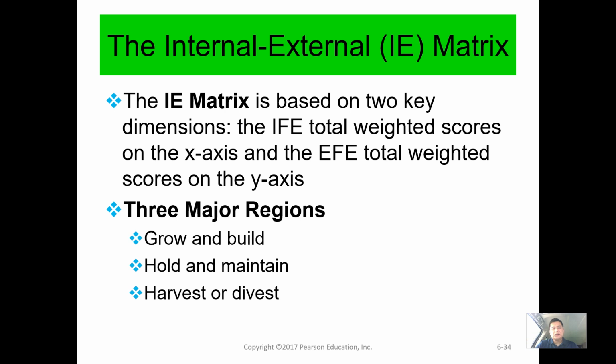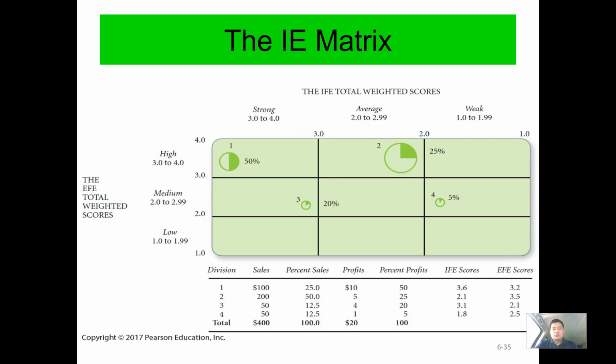The internal-external matrix is based on two key dimensions: the IFE total weighted scores on the x-axis and the EFE total weighted scores on the y-axis. The three major regions are grow and build, hold and maintain, and harvest or divest. In the internal-external matrix, we have the total weighted scores: high, medium, low, strong, average, weak.